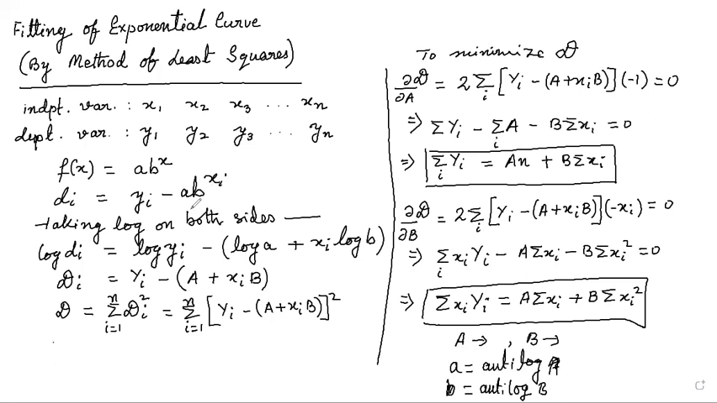So this is the way the exponential curve is fitted to a given bivariate data, or to a given scatter diagram coming out of bivariate data, using the method of least squares. In our next session, we will be taking another curve, that is the geometrical curve, to fit it to a bivariate data. Right? That's all for this session.